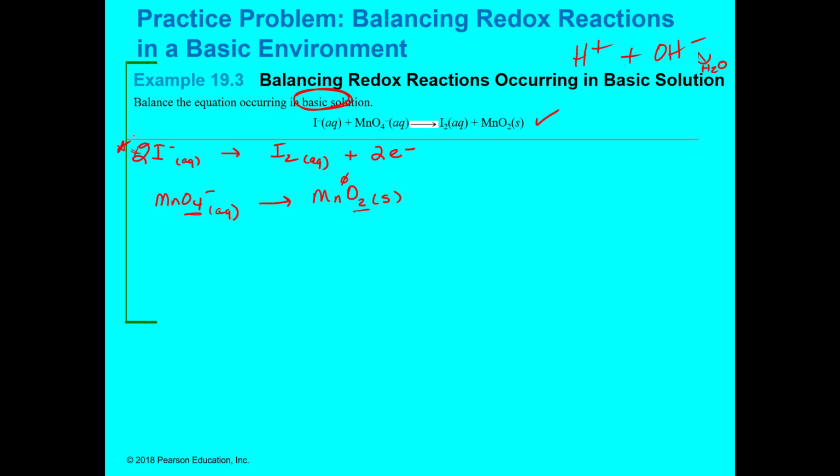So my manganeses are balanced. Okay, so I've got to balance my oxygens. Notice that I have 4 oxygens on this side and 2 oxygens on that side. So how many oxygens do I need on the right-hand side? 4 minus 2 is 2. So I only need 2 waters over here. So now I have 4, and 2 plus 2, and 4 on the other side. So my oxygens are balanced. But I added hydrogens, and so I've got 4 hydrogens now over here, so I have to add 4 H pluses to this side.